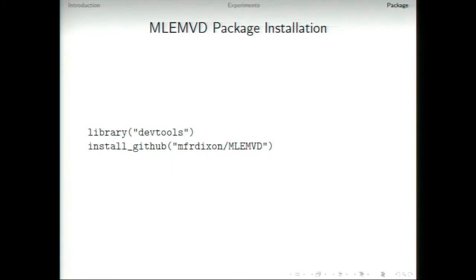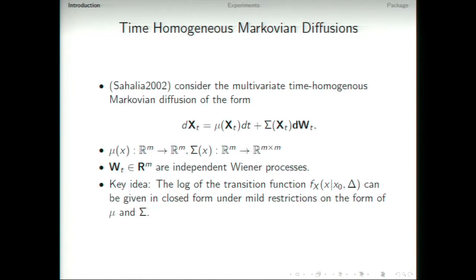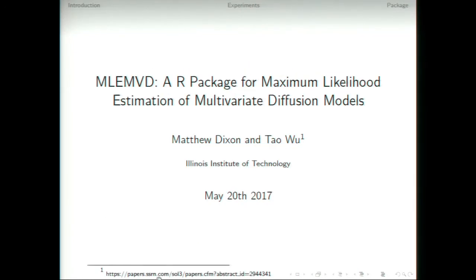So we have then a package. Right now it's living on GitHub, and I want to put that into CRAN. The paper is also on SSRN, so if you're interested in that, there is a link here, and all the details are in that.